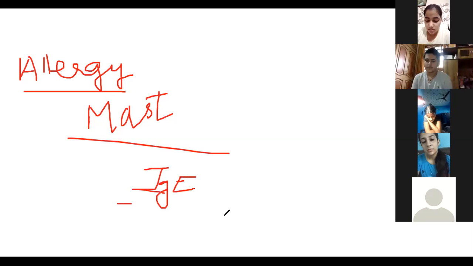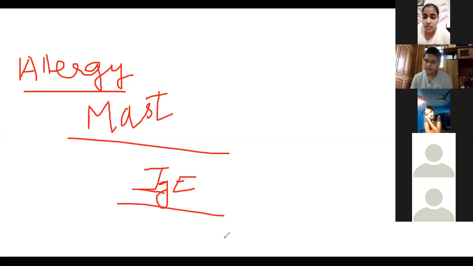IgE. That is the specific type produced against those allergens. So what kind of drugs are recommended for it? The medicines? Antihistamine, or adrenaline, and steroids. They lower the symptoms of those allergies.